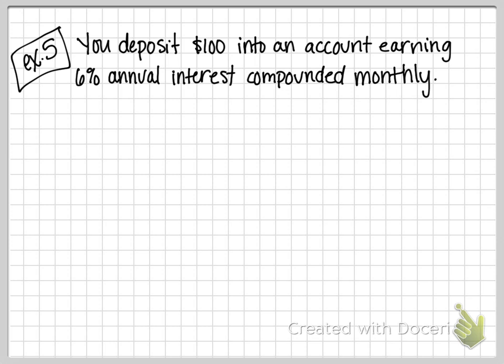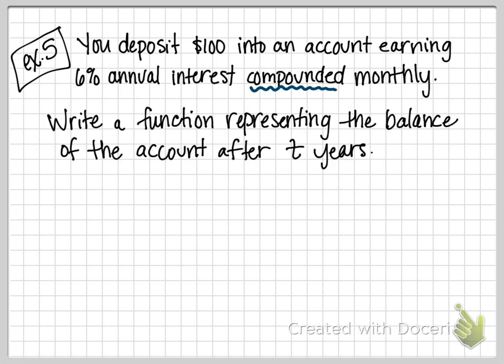Okay. Let's do an example. If you deposit $100 into an account, earning 6% annual interest, compounded monthly. This is our keyword. When you are seeing that interest is being compounded, use the compound interest formula. Here's what it asks. Write a function. So first we're going to write the function representing the balance after T years. And then what do you think they'll ask us next? They'll give us an amount of years.